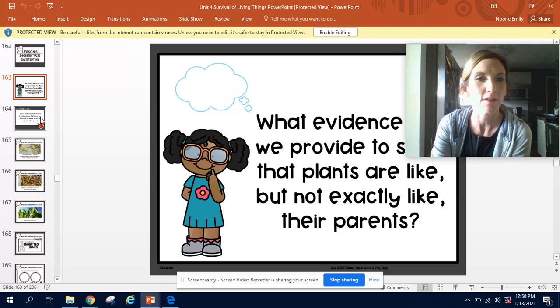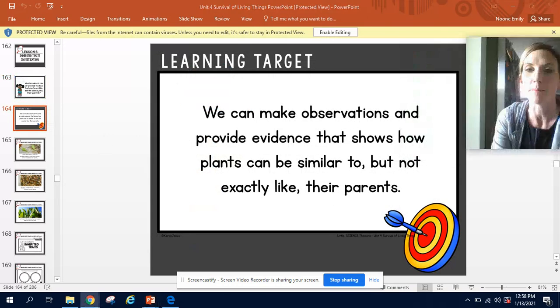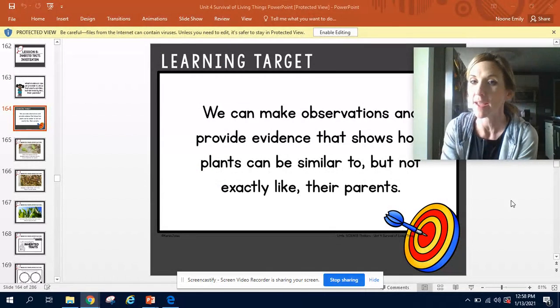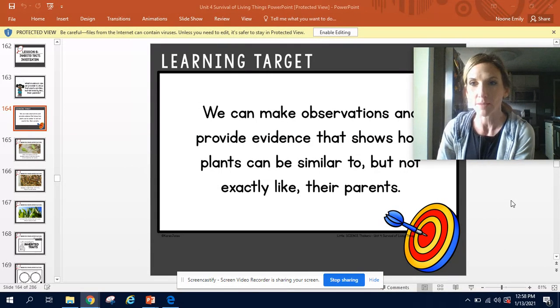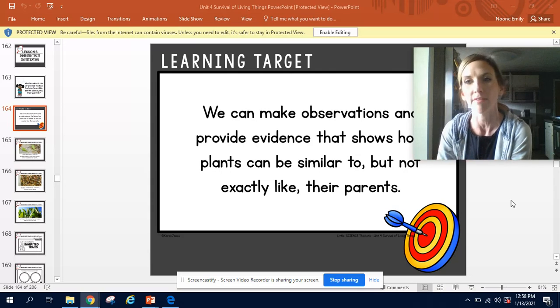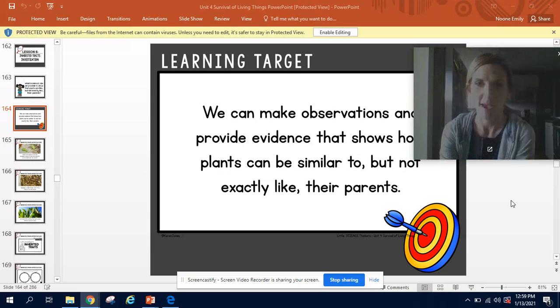So the learning target for today is that we can make observations and provide evidence that shows how plants can be similar to, but not exactly like, their parents. Because we learned yesterday that plants are the same as animals. They're living things, they do reproduce, and the new plants do get traits from the adult plant. Okay?